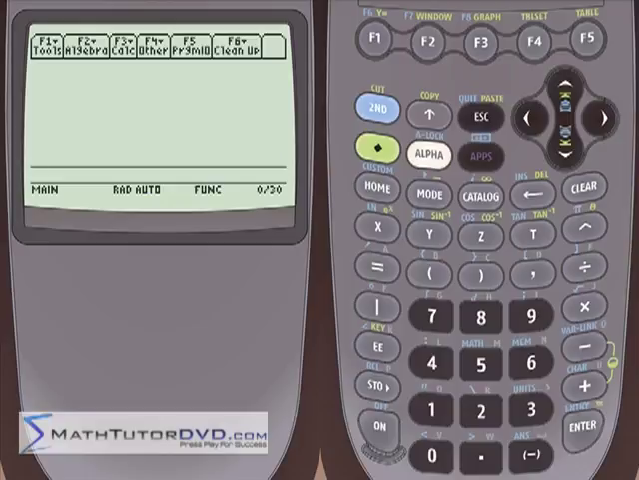Hi, and welcome to this section of the TI-89 Calculator Tutor. In this section, we're going to learn how to use the graphing abilities of this calculator to find the slope of a curve at a given point, and also the equation of a line tangent to the curve, which we'll find out are really intimately related.